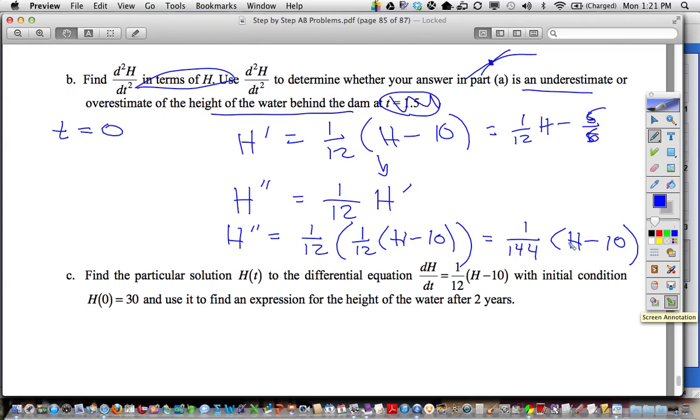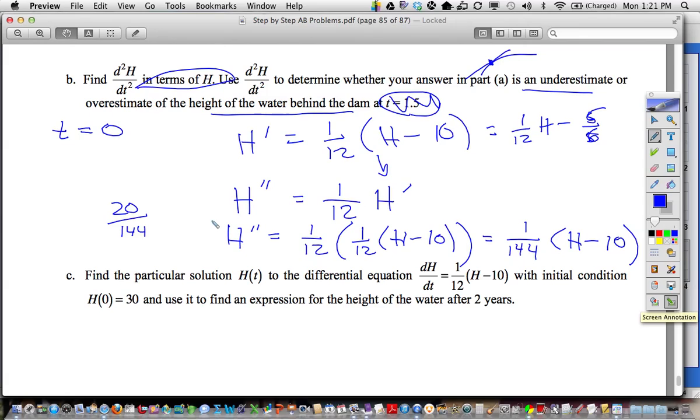But what do we have to plug in right here? We have to put the output, right? We have to put H. And so we had the output of 1.5. I think we could do either one. It would be fine. But what if we put in 0? Well, we don't put in 0. We put in 30, right? So if we put in 30 here, 30 minus 10 is 20, 20 over 144. Well, but it's positive. That's all we cared about, right?